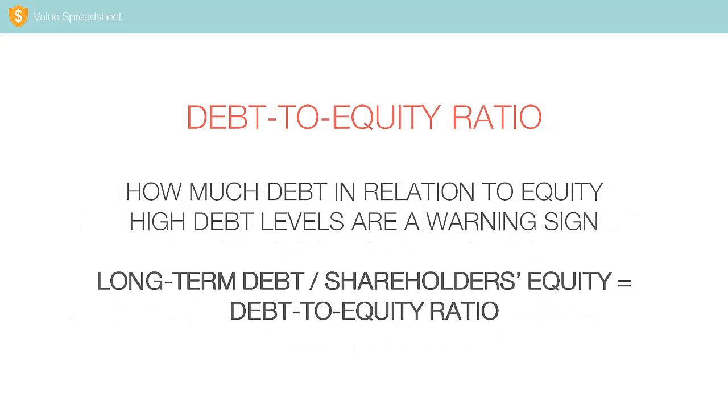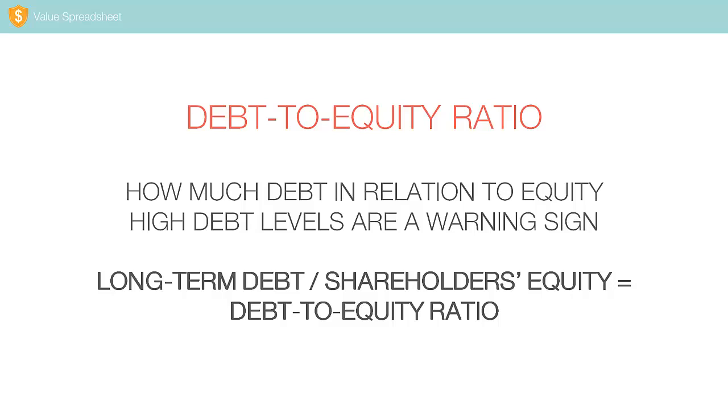The next ratio also uses shareholders' equity, but combines it with the amount of long-term debt a company has reported on its balance sheet. If we divide total long-term debt by shareholders' equity, we get the so-called debt-to-equity ratio. This ratio indicates how much debt a company has in relation to equity. The higher the debt-to-equity ratio, the more the company relies on debt to finance its growth.